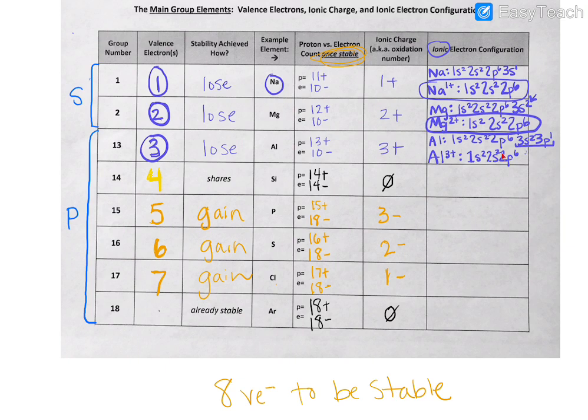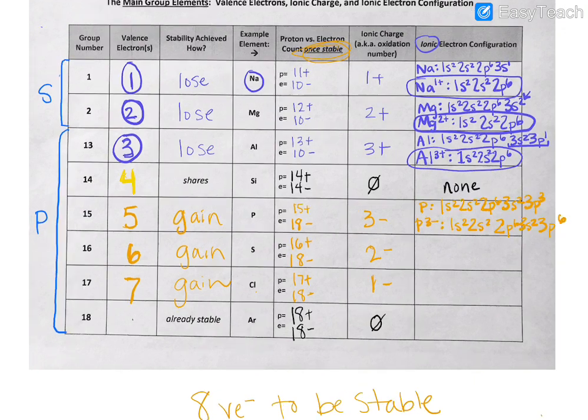So you should notice in the ionic electron configuration that the entire energy shell 3 is gone because all 3 valence electrons are gone. So this is your new ionic electron configuration for aluminum, the aluminum ion.